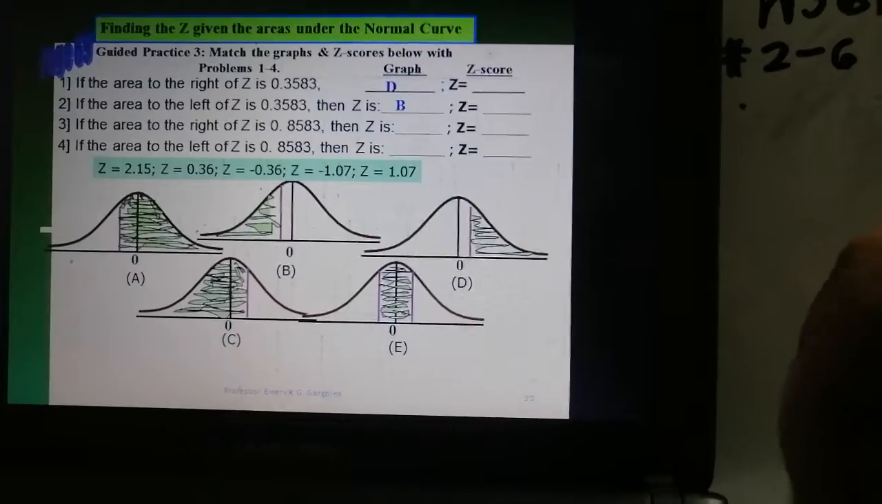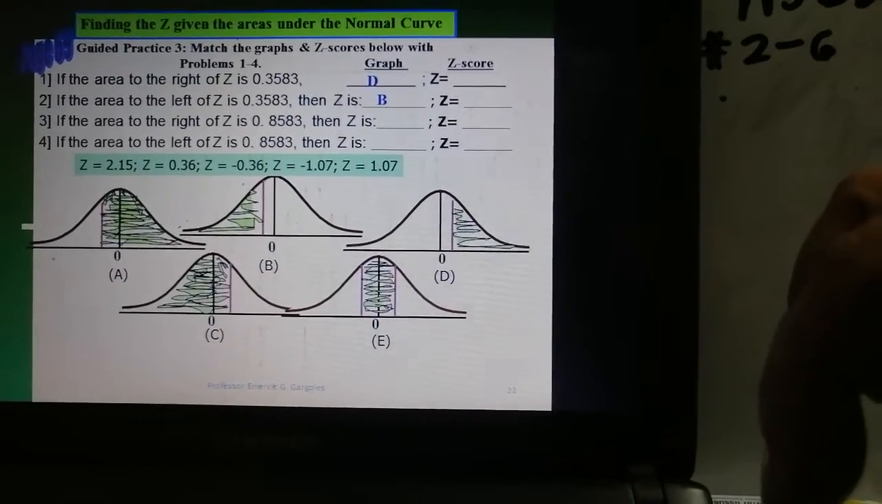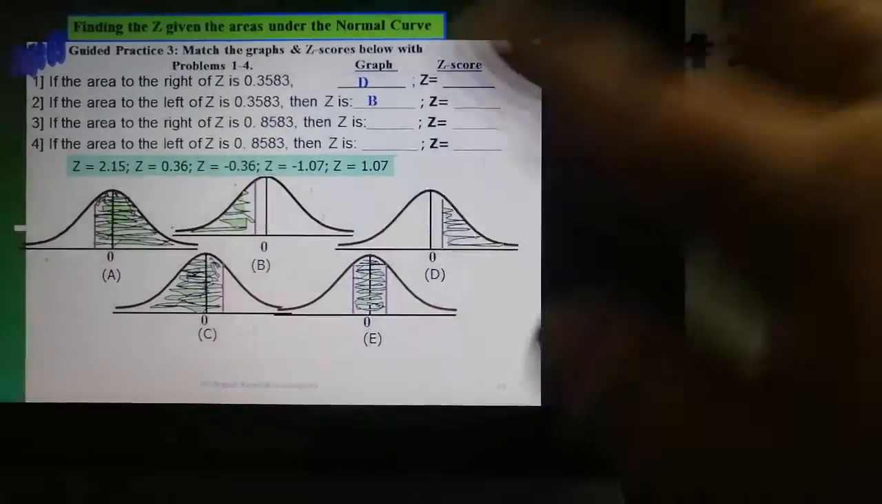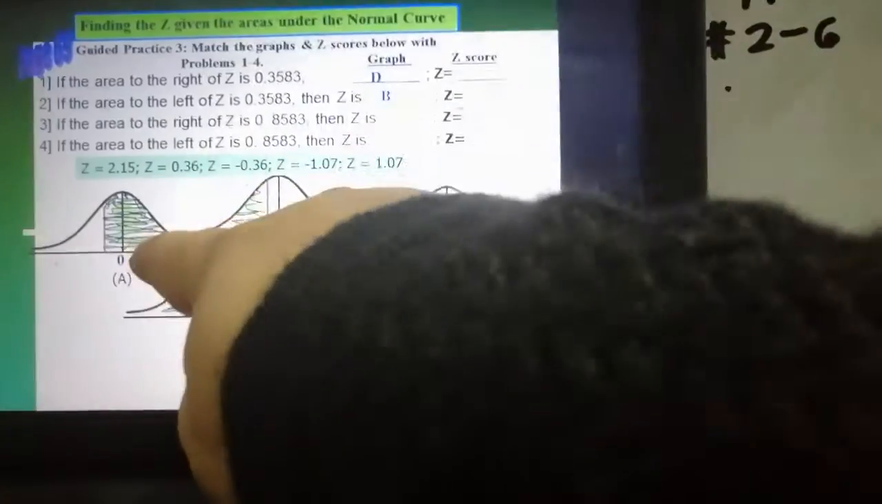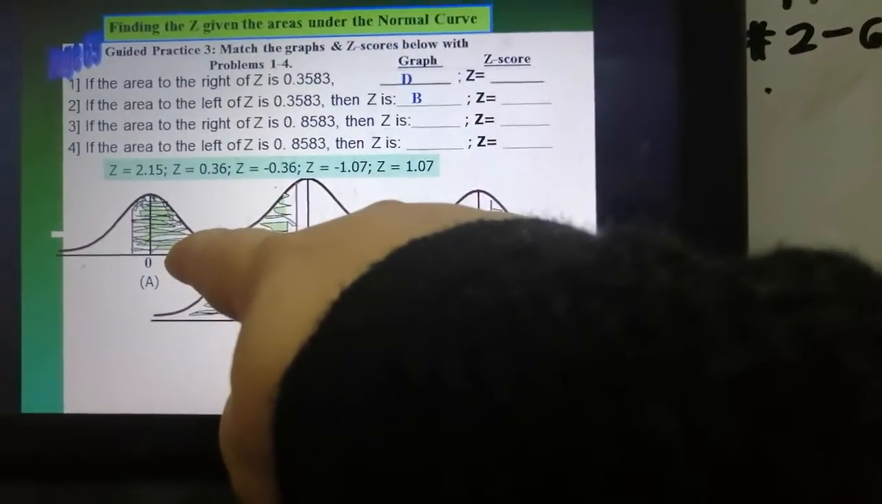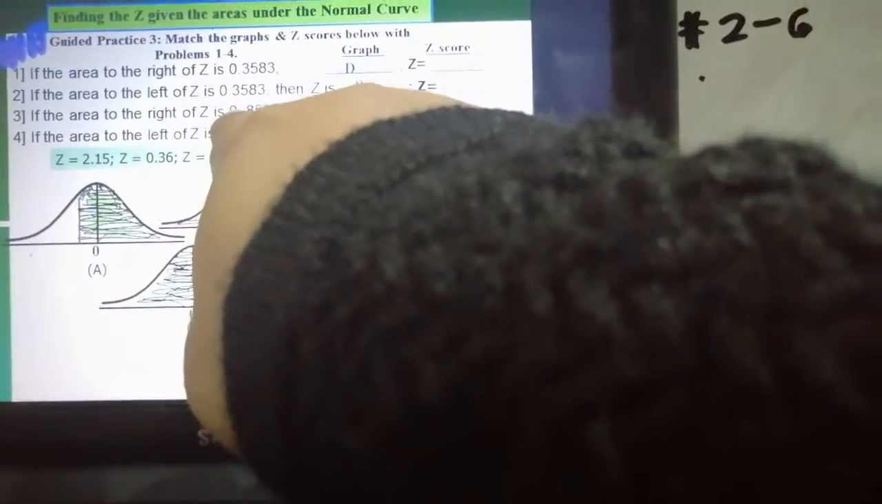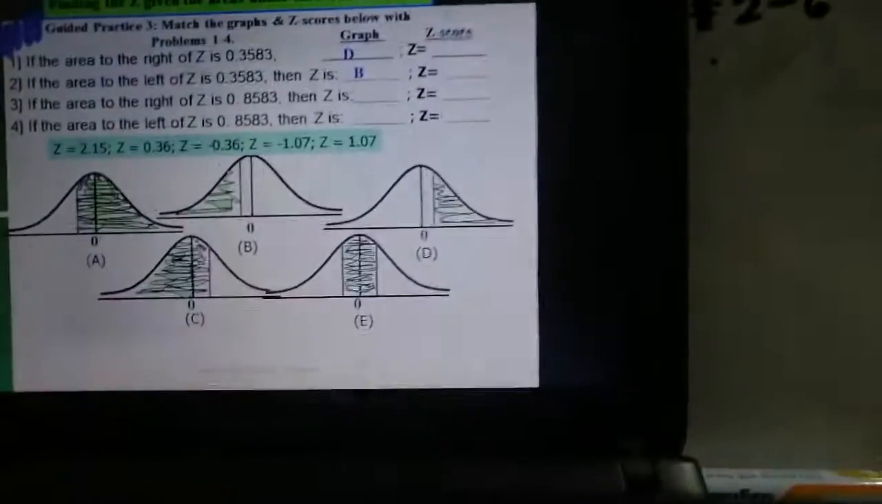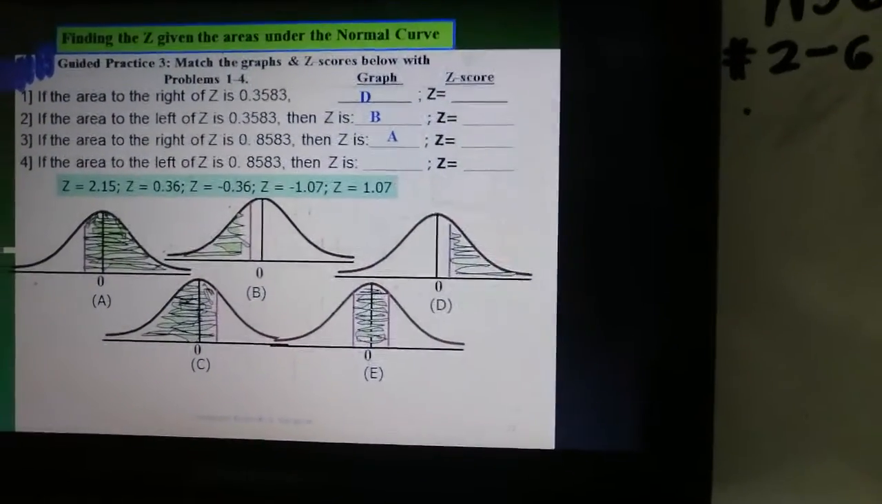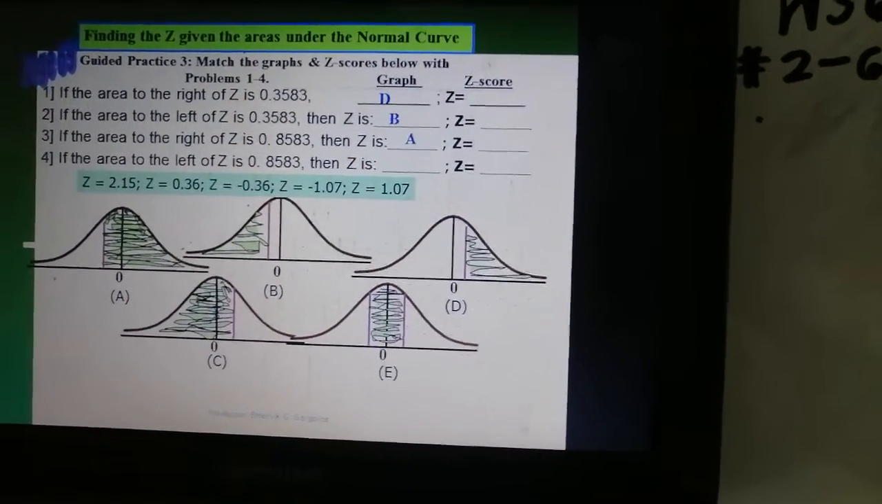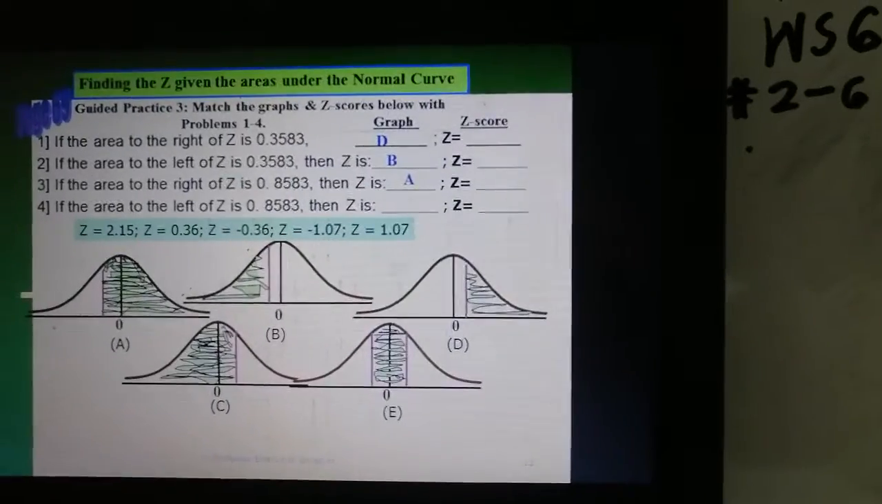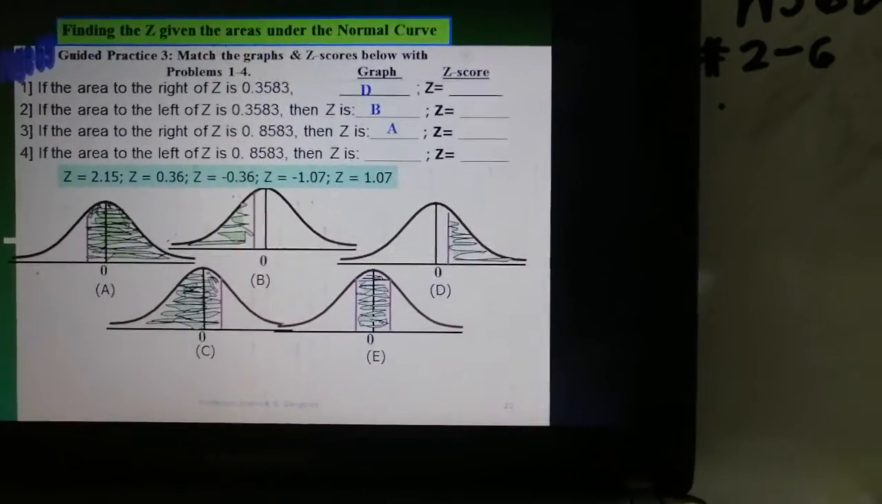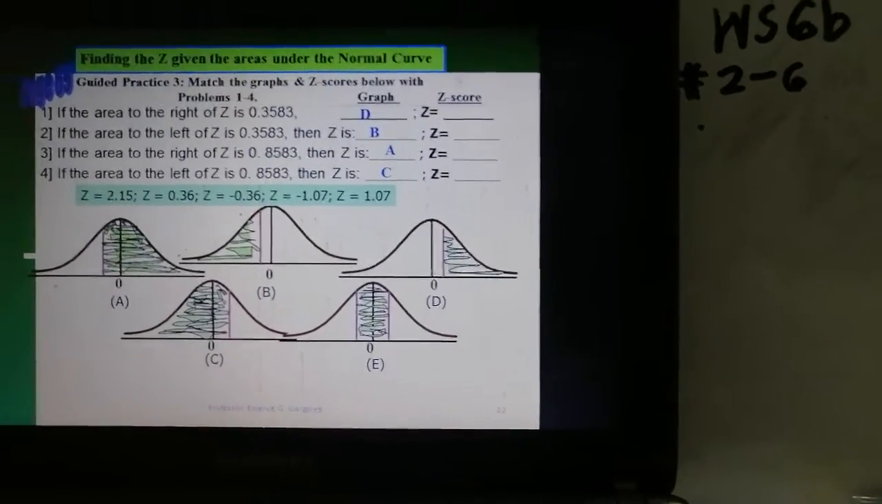For number 3, the area to the right of Z is 0.8583. So we're left with no choice but to use graph A. Why? Because graph A has an area more than 0.5 and the shaded area is to the right. So, our answer here is A. For number 4, this is somewhat similar to number 3. So, obviously, the answer is letter C.